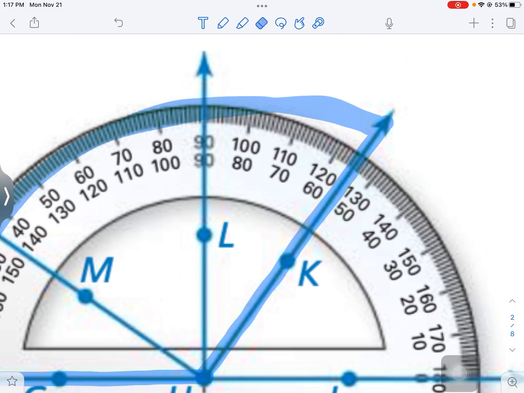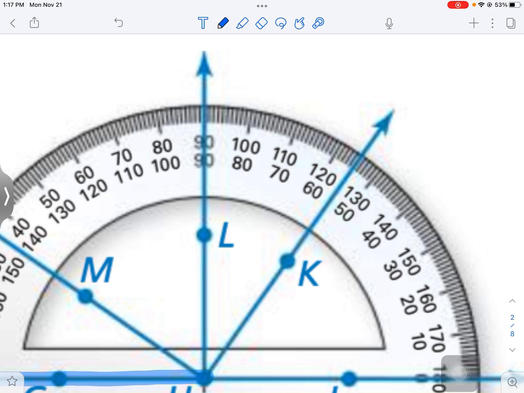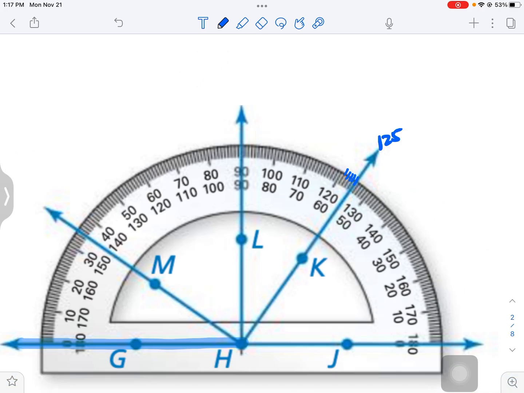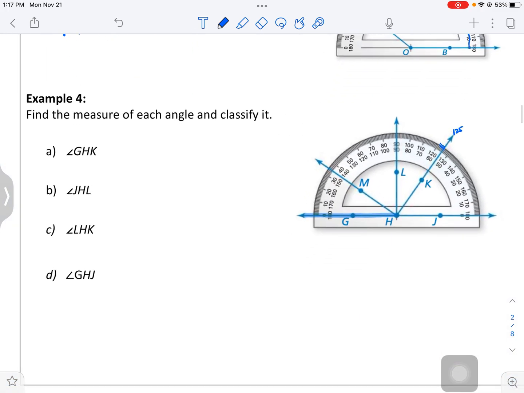We just got to look a little bit closer to see where that line is. So it's between 120 and 130, and it's right in between. You can count. Here's 121, 122, 123, 124. Here's 125. So we go over here, find the measure of each angle. So the measure of angle GHK is equal to 125 degrees. And it says classify it. So if it's 125 degrees, that is what we call an obtuse angle.